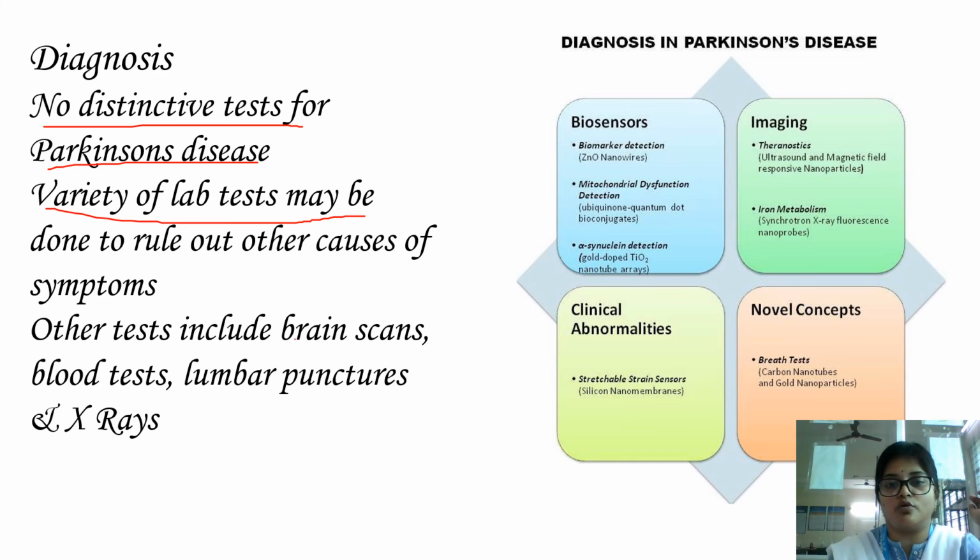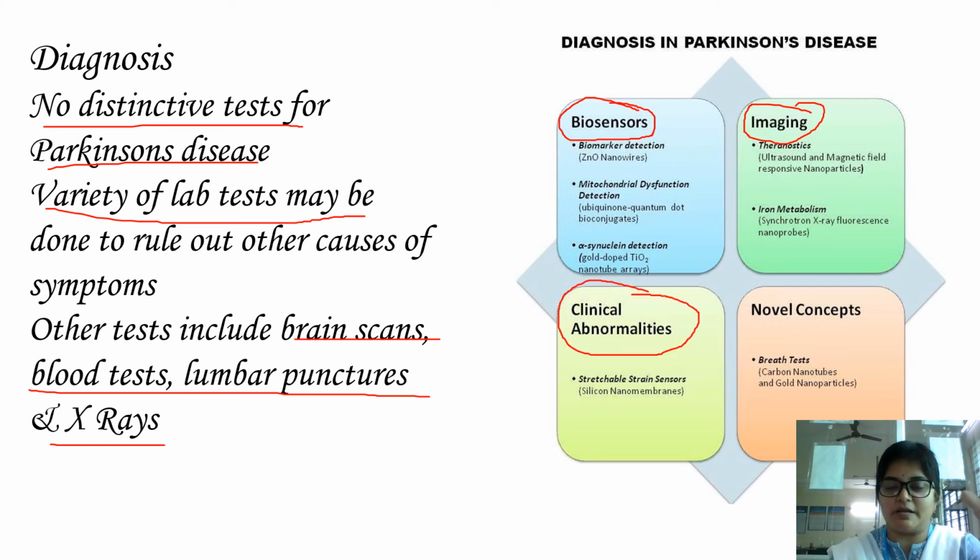And other tests include brain scans, blood tests, lumbar punctures, and X-rays. Okay, so here the 4 types of diagnosis we can do are by biosensors; imaging, which is nothing but doing the scans; clinical abnormalities, like presence of Lewy bodies, which we are going to see; and novel concepts like breath tests. Even in the breath they can detect these Lewy bodies, and they can identify if Parkinson's disease is present or not. Okay, this is how we are going to diagnose.